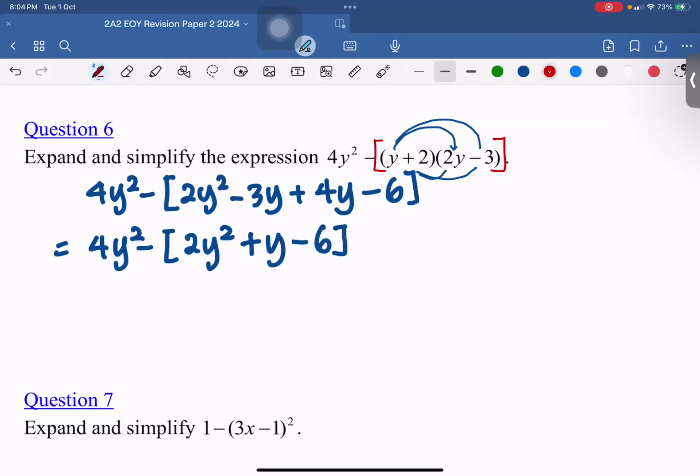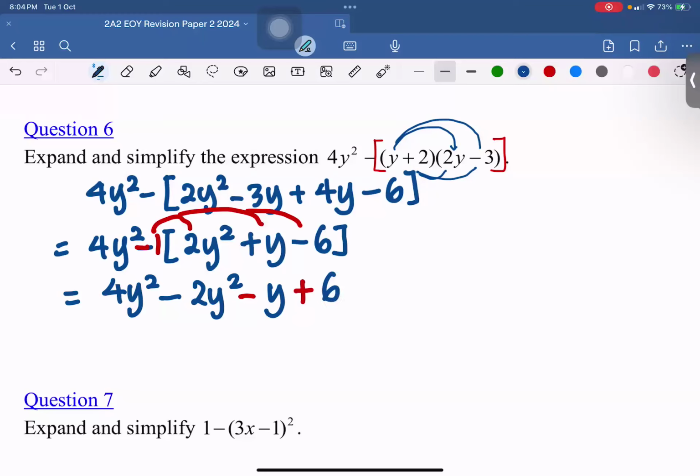Okay, not forgetting we have a -1 here. It's like you're multiplying the negative sign inside through everyone. So you change all the sign. So we get 4y squared minus 2y squared minus y plus 6. Okay, simplifying.